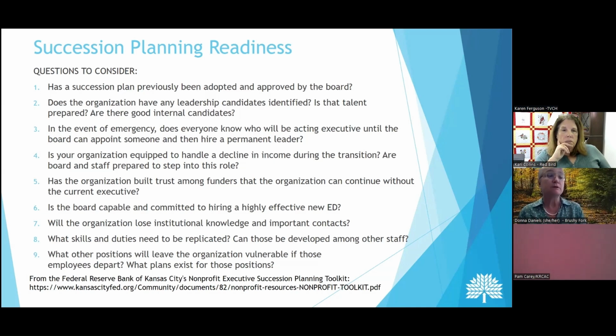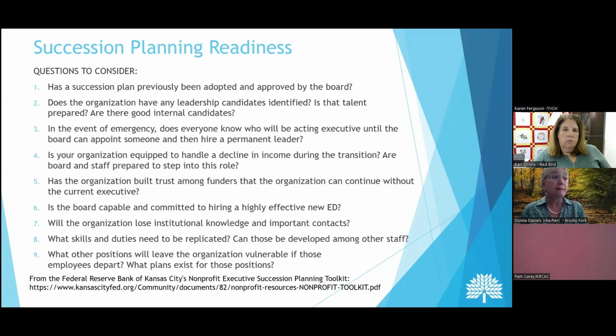Has the organization built trust among funders that the organization can continue without the current executive? Executive directors become the faces of their organizations in so many ways, and it's an important role that they play. But are they extending those relationships and empowering other staff to be seen by funders, talked to by funders, so that those folks who are supporting the organization realize that there's actually a structure in place that keeps the organization going? It's not just one person. So how is your organization building trust specifically among funders like that?